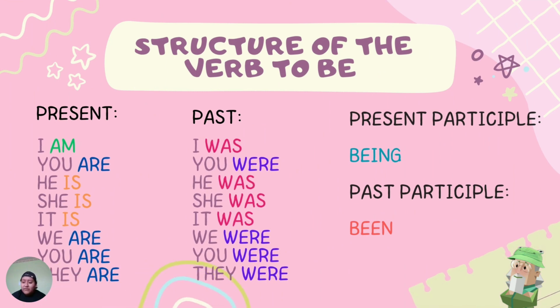Structure of the verb to be. Remember the structure to form sentences with the verb to be. Here we have the conjugation with the different persons and in different tenses. In present, the verb to be has three forms: am, are, is. In past, the verb to be has two forms: was or were. The present participle is being, and the past participle is been.